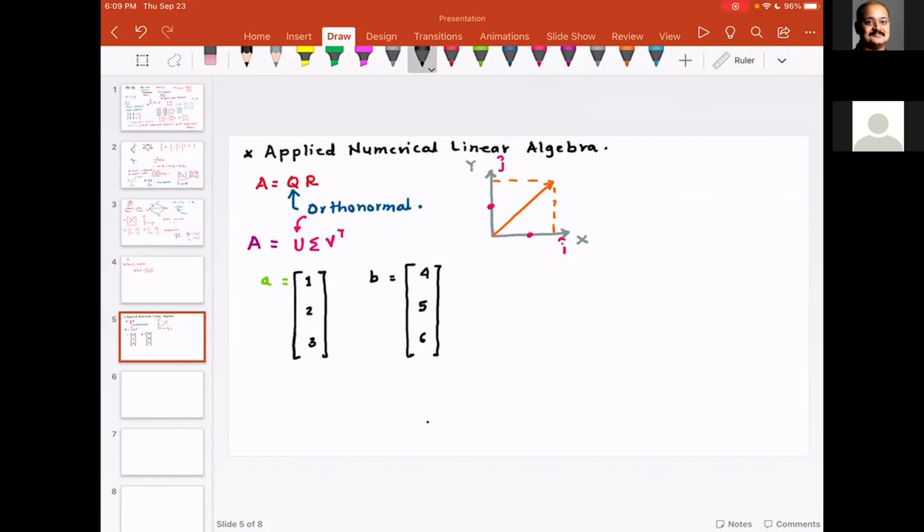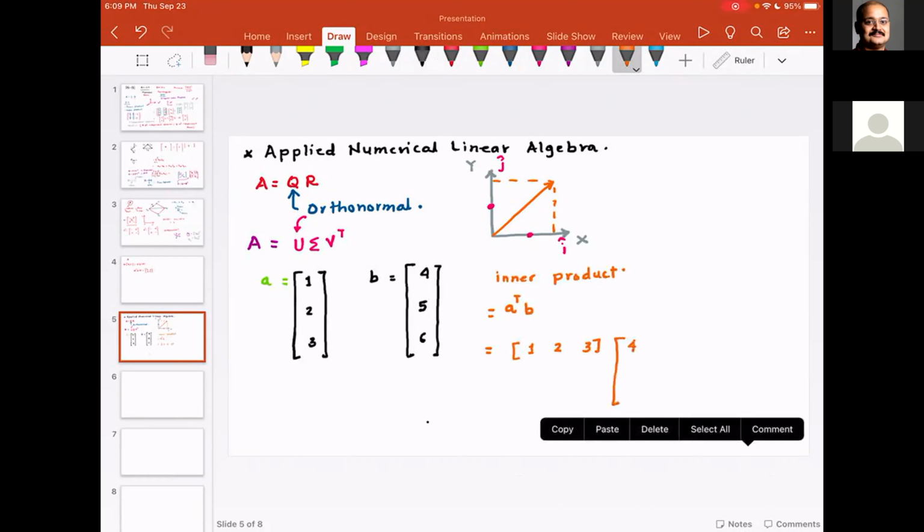So far, we have talked about something called the inner product and the outer product. Let me define what I mean by inner product. The inner product is A transpose B, wherein I have 1, 2, 3 multiplied by 4, 5, 6.